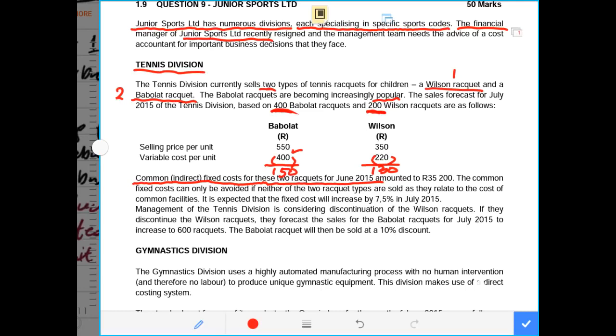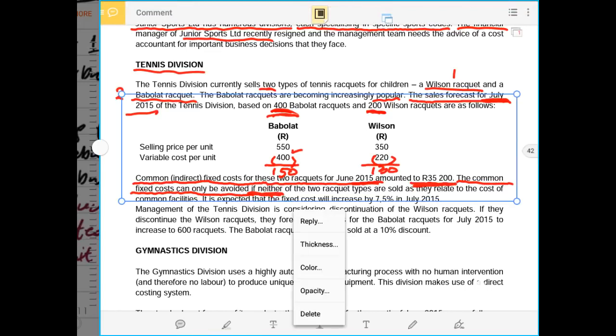2015. Remember, the information provided to us below, which is this information, was the forecast for July. They said the sales forecast for July 2015. So now they are giving us the fixed cost for June. So now this fixed cost is not the budgeted fixed cost for July, but is the fixed cost for June, meaning we still need to know the estimate for the month of July. Then it says the common fixed cost can only be avoided if neither, take note of that, if neither of the two racket types are sold, as they are related costs to common facilities.